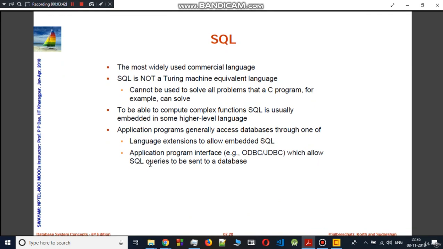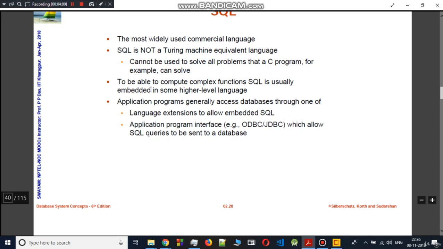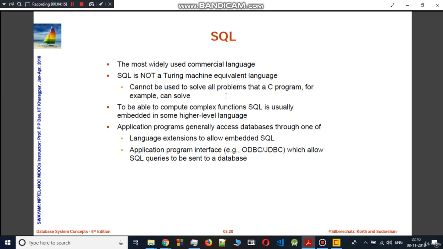But SQL is only a query language. It does not have the ability to think, so it's not a Turing machine. It cannot be used to solve problems that, for example, a C program can solve. Suppose you want to do heavy work and you are using an SQL database. What you will do is embed your SQL in a higher language like C, C++, Java for our work to be done.